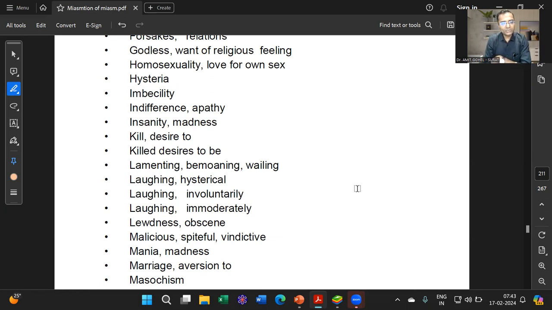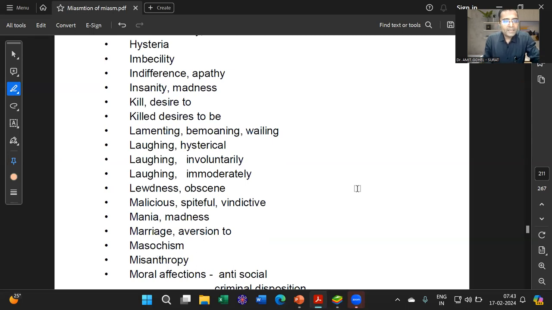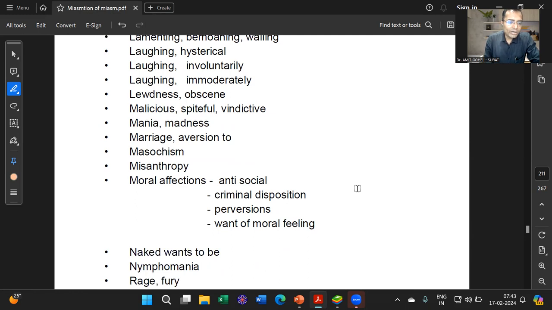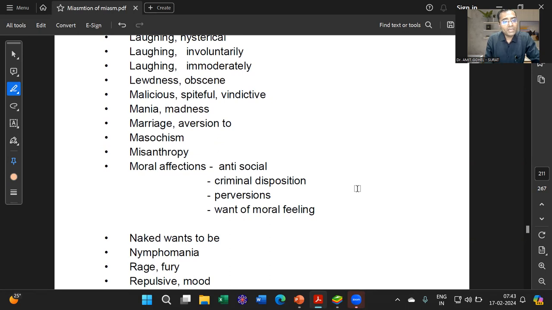Hysteria, that is an out of control reaction to a stimulus, imbecility, indifferent, insanity, kill desire to, lamenting, bemoaning, wailing is syphilitic, laughing out of control, laughing involuntary, laughing immoderately, hysterical, these are syphilitic presentations of behavior. Lewdness and obscenity: lewdness can be psychotic also and goes into destruction, that is syphilitic. Malicious, vindictiveness, mania, madness, out of control, aversion to marriage, this is syphilis. Masochism, getting pleasure from the pain, that is masochism or sadism. The person giving pain is sadistic and the person receiving pain is masochistic.